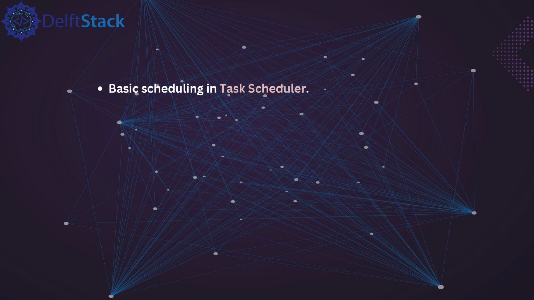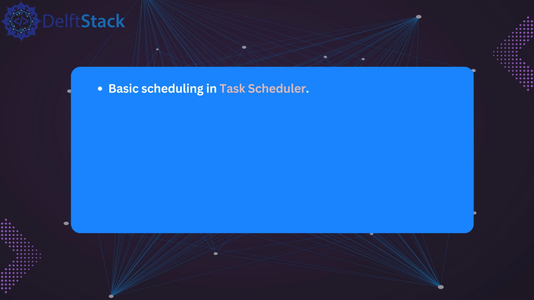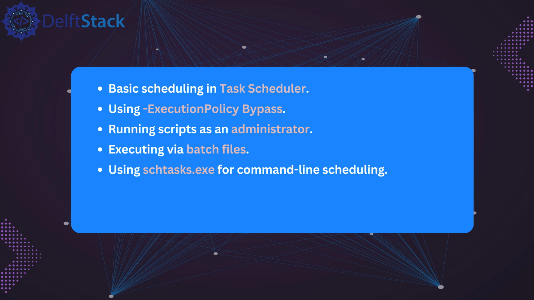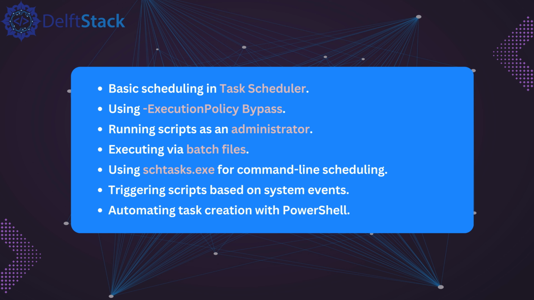All right, let's do a quick recap. We covered 1. Setting up a basic scheduled task. 2. Running scripts with execution policy bypass. 3. Granting admin privileges for elevated scripts. 4. Using batch files to launch PowerShell. 5. Scheduling tasks using schtasks.exe. 6. Triggering scripts based on system events. 7. Creating scheduled tasks with PowerShell. Each method has its own use case, so choose the one that best fits your needs.